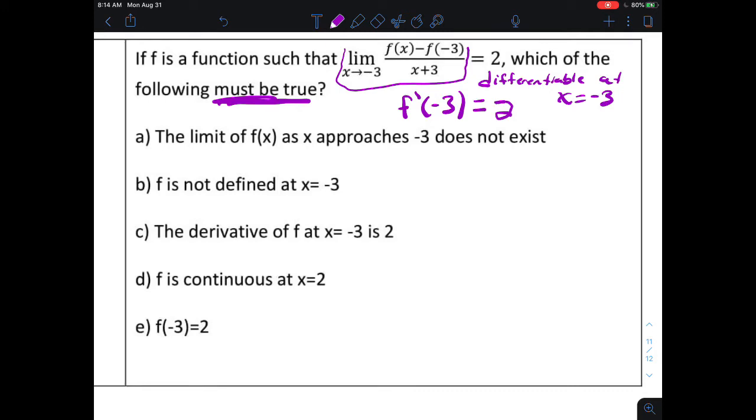And so we use the fact that we know it's differentiable at x equals -3 to figure out whether the following statements are true or false. So A, the limit of f of x as x approaches -3 does not exist. That is false. The reason it's false is that the fact that we are differentiable at x equals -3 means that the limit must exist. Part B, f is not defined at x equals -3. That is also false, because being differentiable means that the function is continuous, and we have to be defined to be continuous.